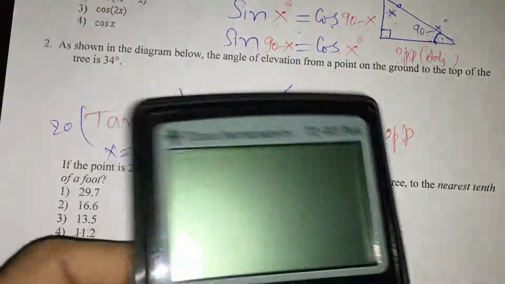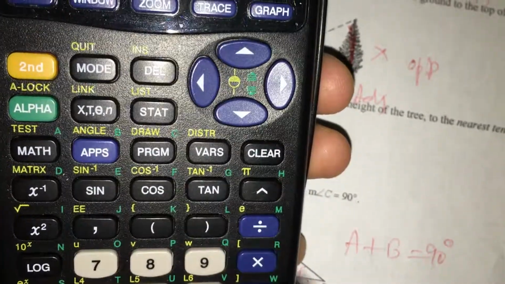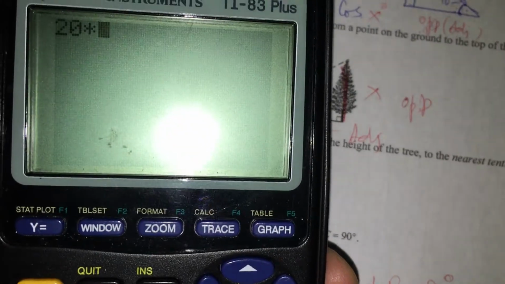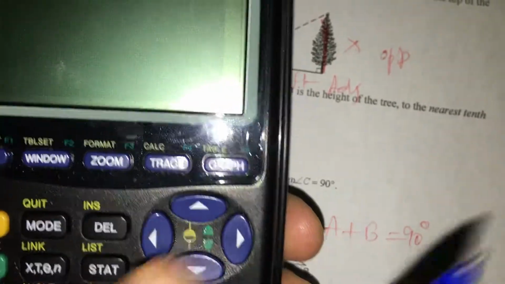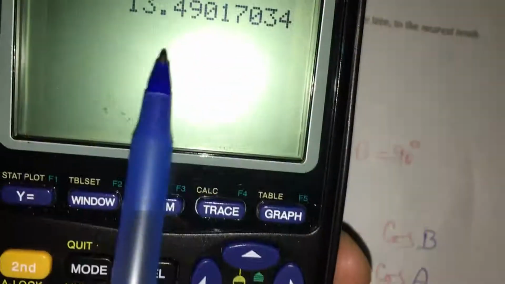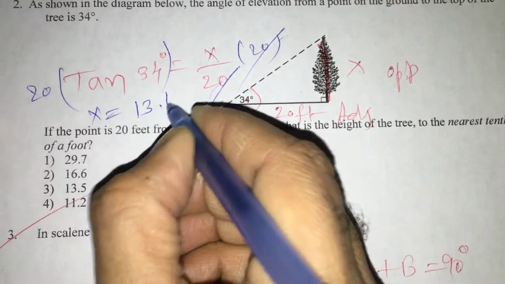To do this one, I use the calculator, pushing on and clearing everything. 20 times tan 34. So tan of 34 degrees. This should be set up already for degrees. Since it was set up, no problem. So I can use it now. I am pressing enter. See, I got the value 13.49. So the x value is 13.49.